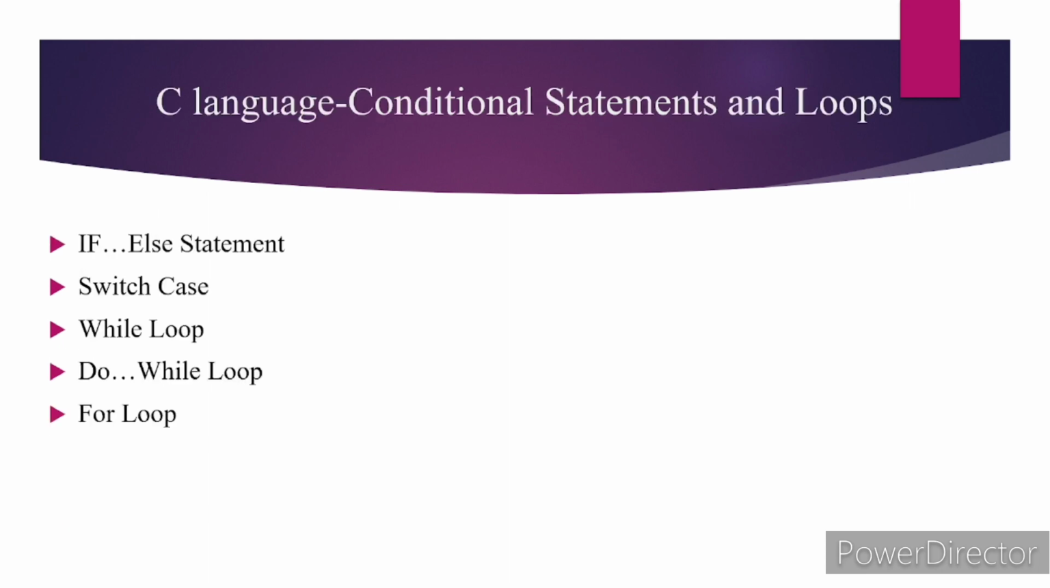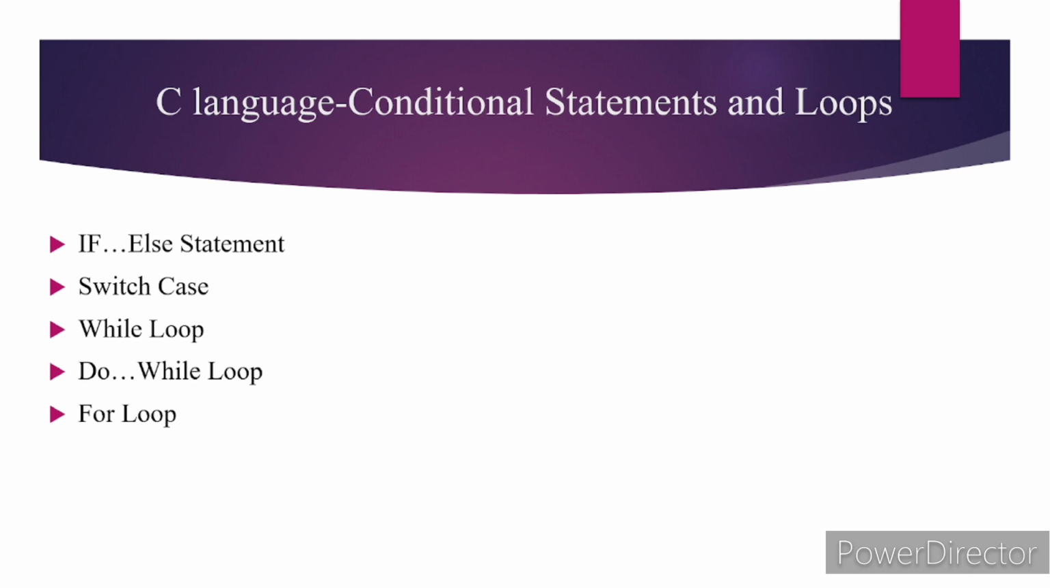Moving further with conditional statements and loops used in C, first is the if else statement. In this, we see whether the condition is true or false. Next is switch case. The expression given in the switch case can be integer or character. Then moving further with loops, the first is while loop. In while loop, the condition is evaluated before processing the body of the loop. Next is do while loop.